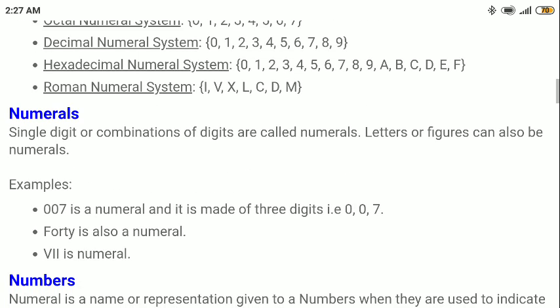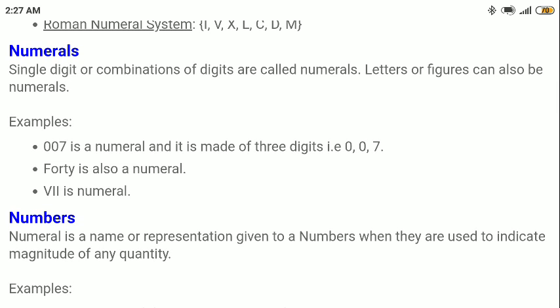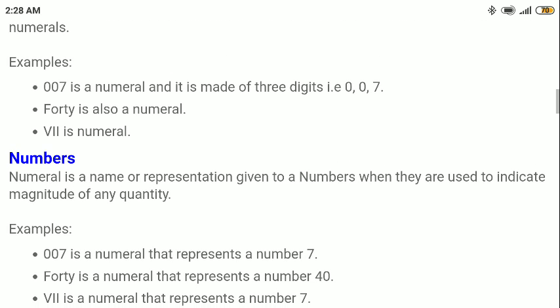So let us talk about numerals. Numerals are anything, either a single digit or a combination of digits. Even letters can also be called numerals when they are representing something. We'll talk about some examples, then you will understand more. So 007 is a numeral and it is made of three digits, 0, 0 and 7. Similarly, FORTY is also a numeral, which is actually talking about 40. Similarly, VII is a numeral, which is actually representing 7.